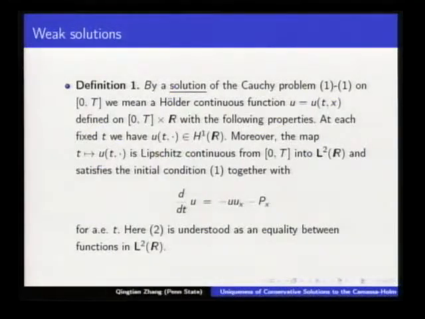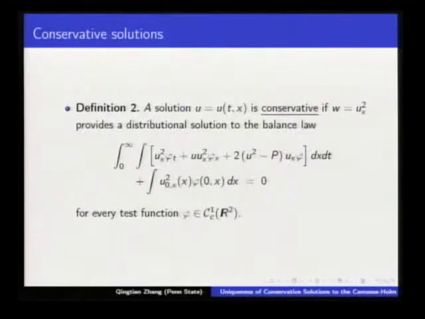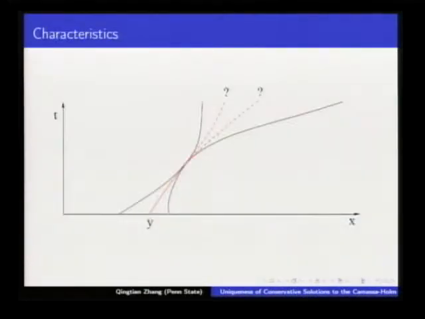And this is just the mathematical formulation for the definition of the energy conservative solution. And the main idea is in this graph. And the difficulty for this problem is like this. We can write down the equation for the characteristics because, as I just mentioned, the U is only in H1.